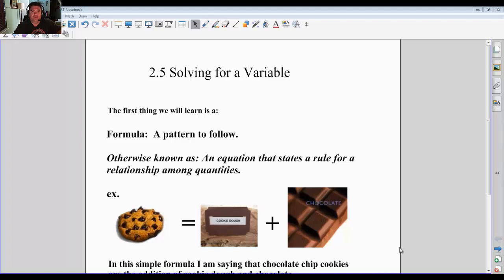Solving for a variable. Now, the first thing we're going to learn is what a formula is, because a lot of the stuff you're going to learn in Algebra 1 later involves formulas. A formula I like to call is simply a pattern to follow, otherwise known as an equation that states a rule for a relationship among quantities. Or you can just say a pattern to follow, whichever makes you feel better.